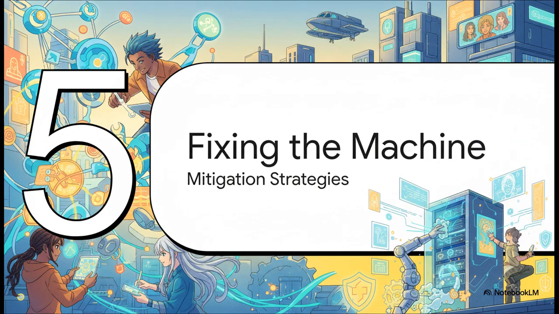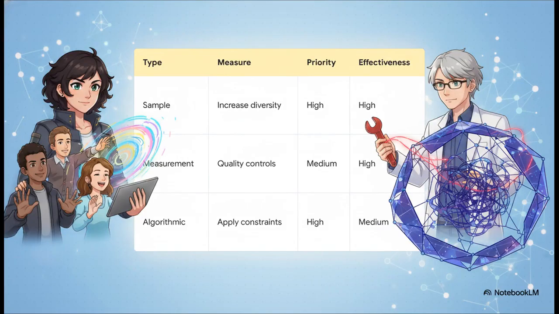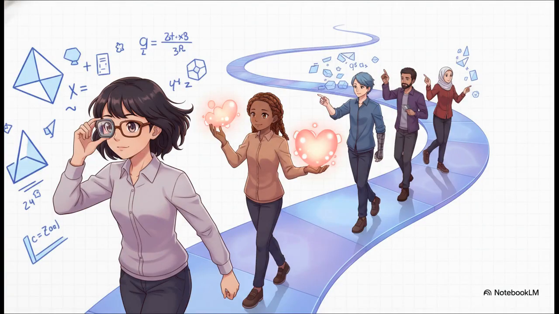And that leads us to our final section, Step 5, Strategies to Fix the Machine. This table from the report is basically a cheat sheet for mitigation. It shows us what needs fixing and how to do it. Notice how fixing algorithmic bias with fairness constraints is a high priority, but it only has a medium effectiveness rating? Yeah, that just goes to show how incredibly tough it is to untangle the math once the AI is actually up and running. The big takeaway here is that this isn't some one-and-done quick fix.